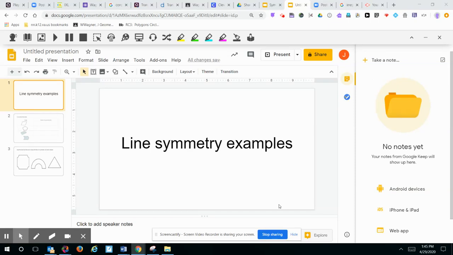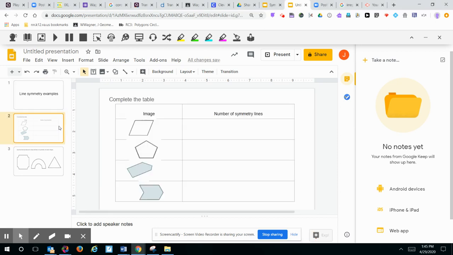I am with you in this video to explain line symmetry to you. We will be going through some examples and then you will be expected to do some U-tries on the two slides after this video. And the two slides that you have to do look very similar to the two slides I'm doing with you. So let's get started with line symmetry.